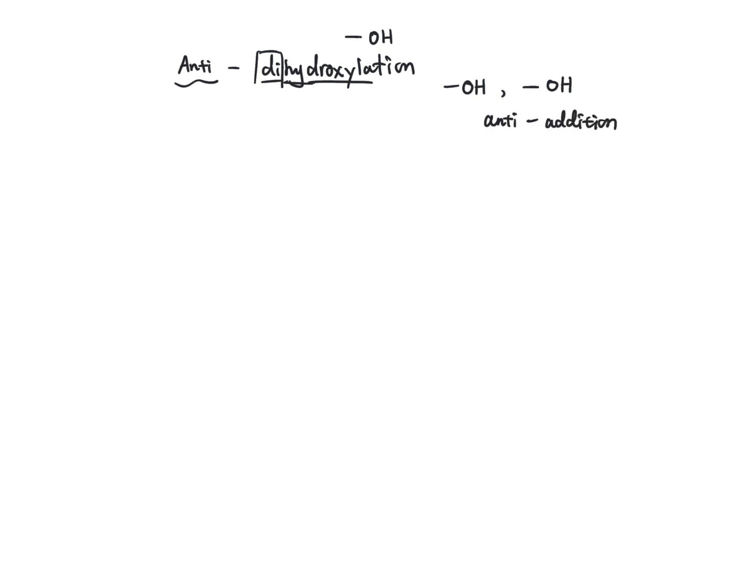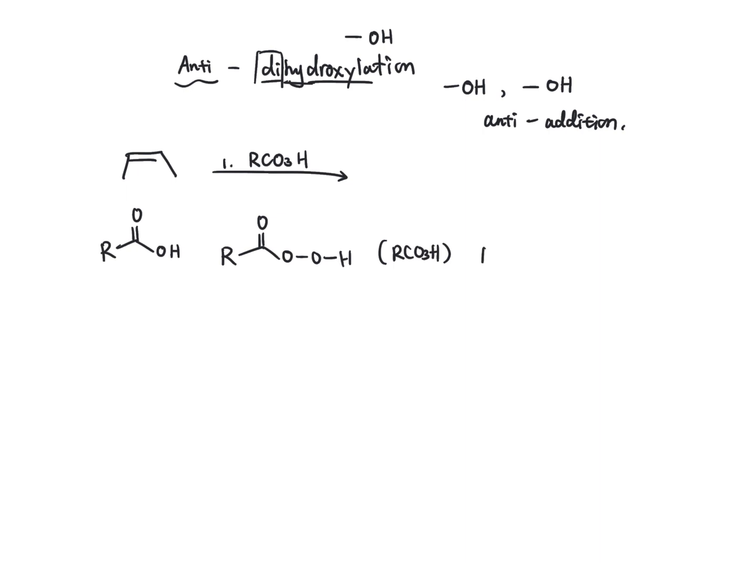So for example, if we have this alkene, the reagent here is a two-step reaction. The first step is that we are going to introduce a peroxy acid. Peroxy acid, sometimes we write it as RCO3H. What does that mean? Okay, so this is your carboxylic acid, right? The regular one. And we add one more oxygen to make it super reactive. This is your RCO3H, peroxy acid.